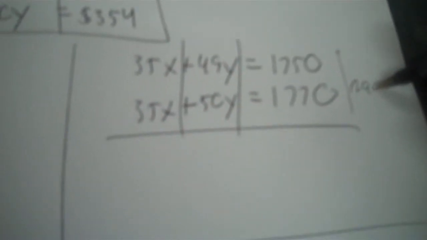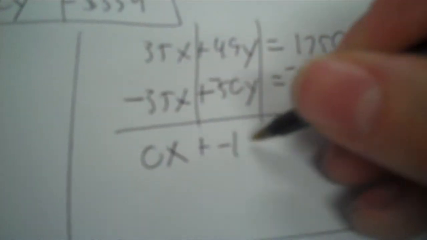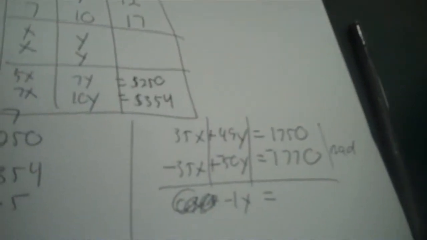Okay, add. Make one negative. 0x, and then the negative there and the negative there. So 49 plus negative 50 is negative 1y. Get rid of that. Then I take the 1,750 plus the negative 1,770, and that's negative 20. So I divide by negative 1, and y equals 20. So go into your table where y's at, and we now know that that's $20. That's your uniforms.